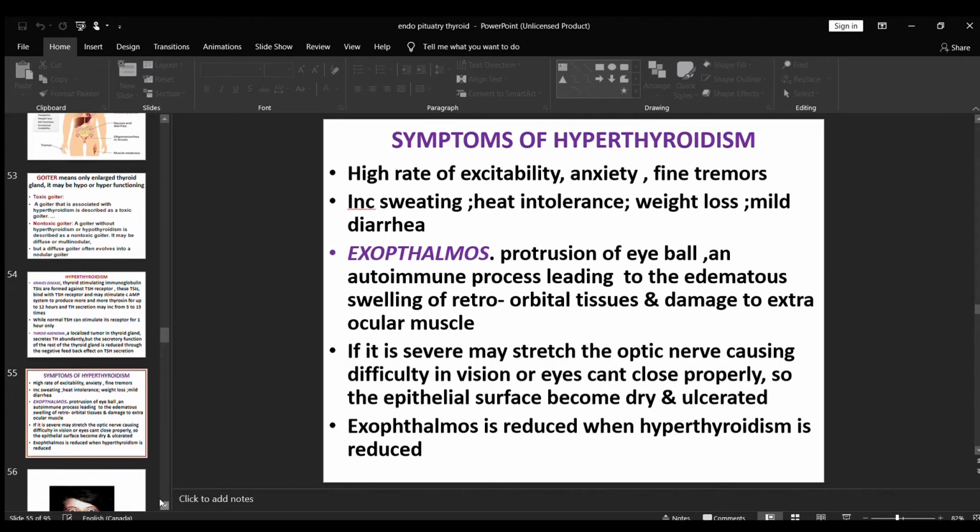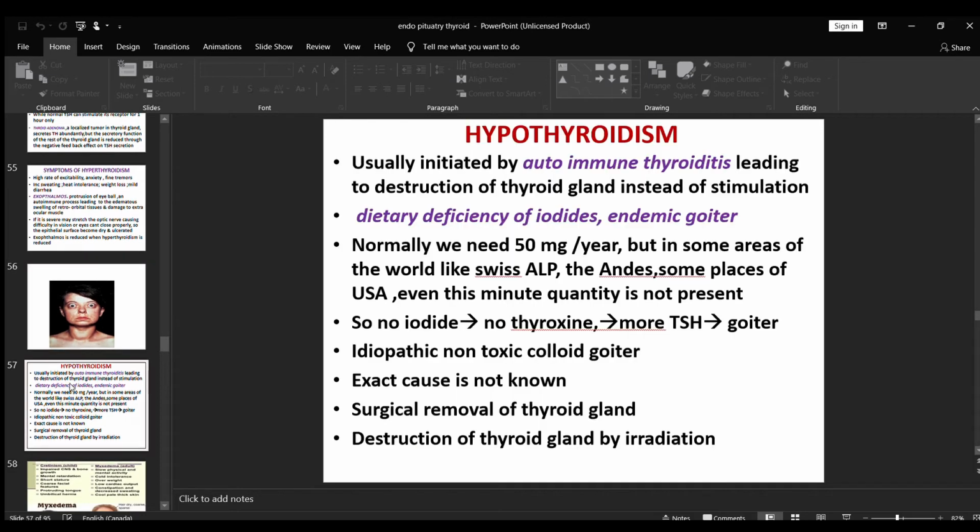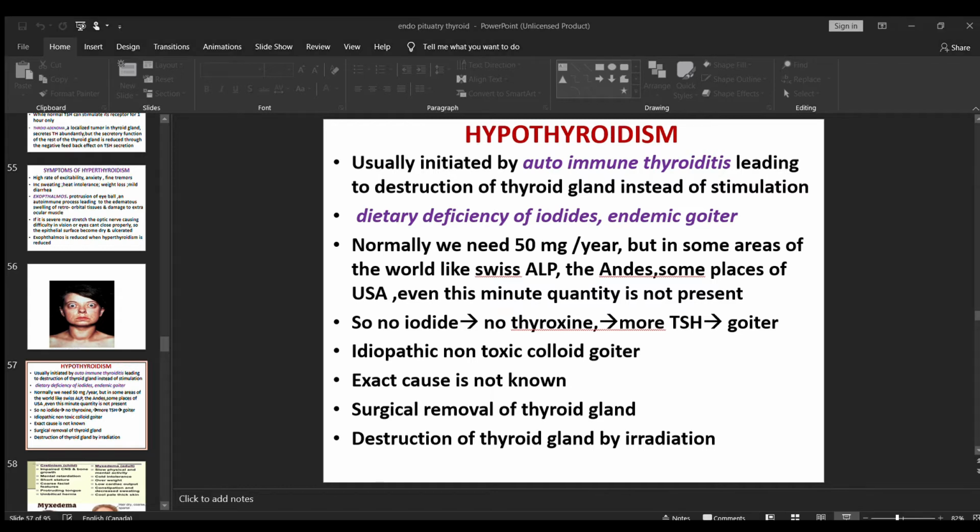Next slide, here you can see the diagram of the exophthalmos. This is the exophthalmos. Then we move to the hypothyroidism. The hypothyroidism means less thyroxine produced by the thyroid gland. Usually it is initiated by an autoimmune thyroiditis. That means again this is an autoimmune process. There is inflammation of the thyroid gland. Ultimately there is a destruction of the thyroid gland instead of stimulation.